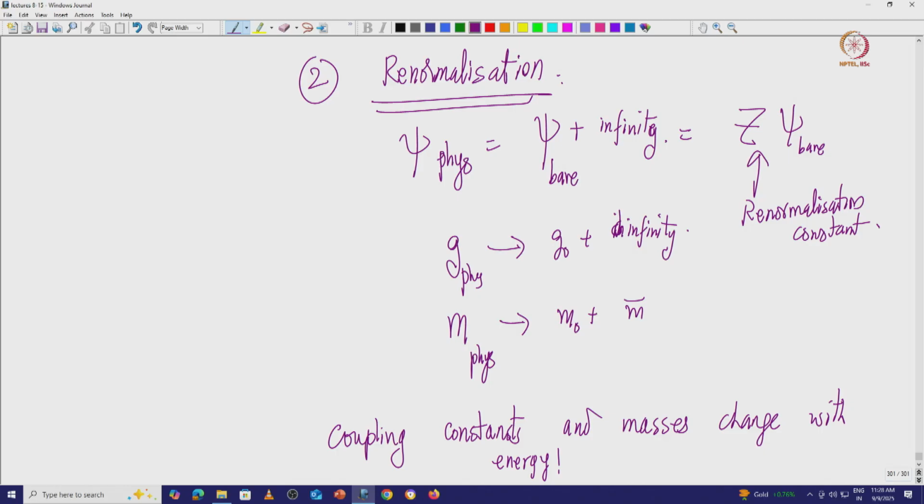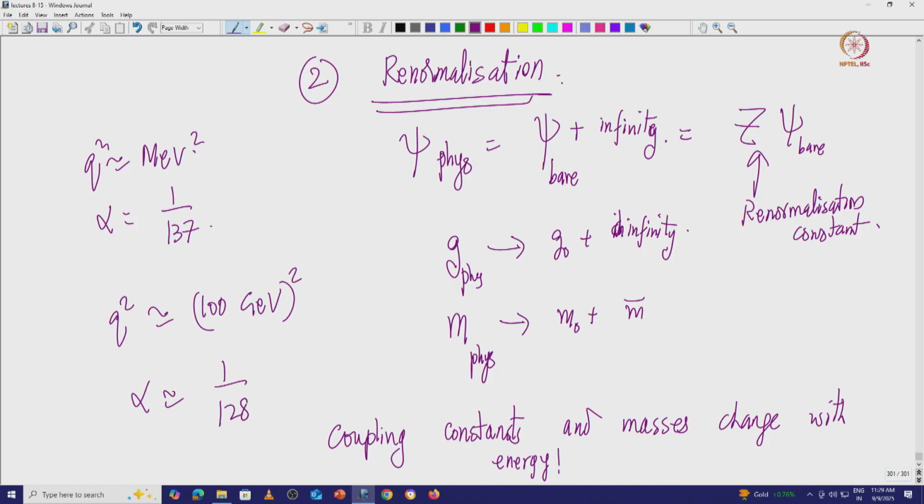So, for example, at energies around MeV, the coupling constant alpha is 1 by 137, whereas if you take Q square as 100 GeV square, alpha becomes 1 by 128. This has been experimentally proven. Why is this happening? I think I explained this previously, because what you are seeing is finally the cross sections and these decay constants and everything.